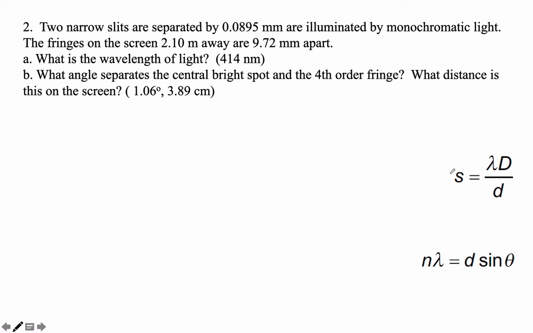Two narrow slits are separated by, so this is our little d, right? They are illuminated by monochromatic light. The fringes on the screen, 2.1 meters away, are 9.72 millimeters apart. What is the wavelength of light?